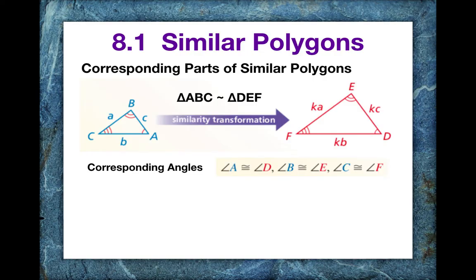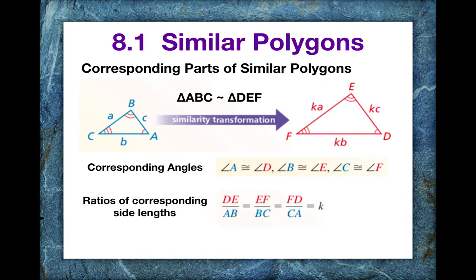If I do that, then corresponding angles are congruent, and the ratio of the corresponding side lengths is going to be this K, or the scale factor. If you look here at the bottom, I have KC compared to C, KA compared to A, KB compared to B. If I look at all of these together, you'll see that they're all equal to each other. So that equals what's called the scale factor. So we're comparing side to corresponding side of two similar figures.